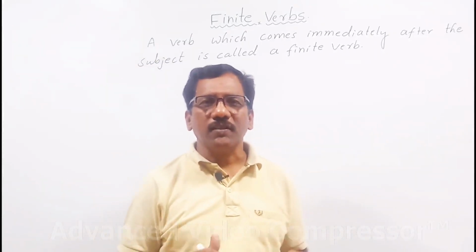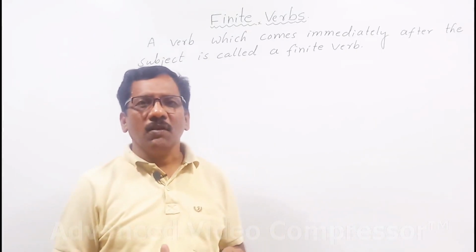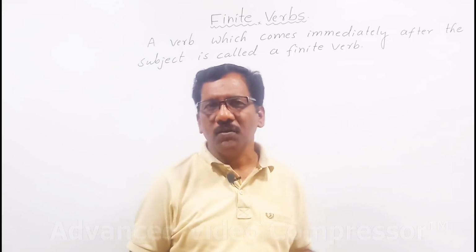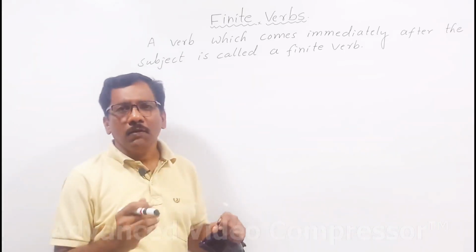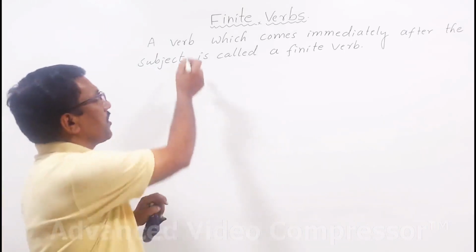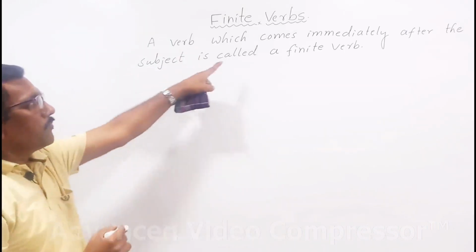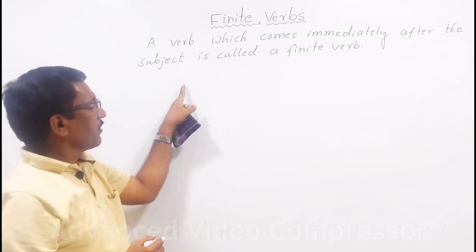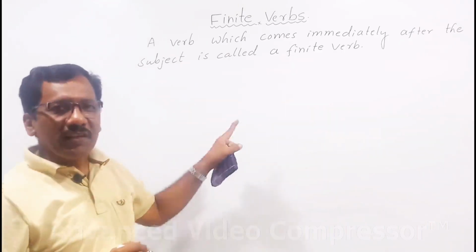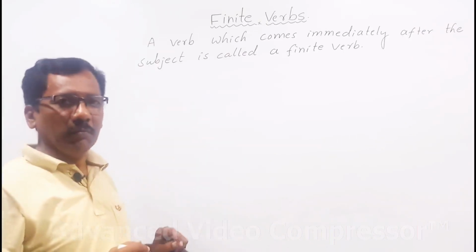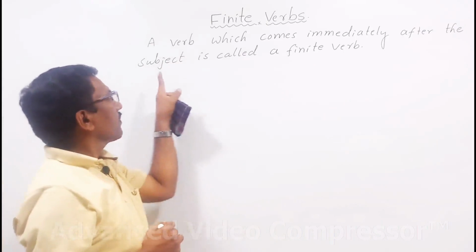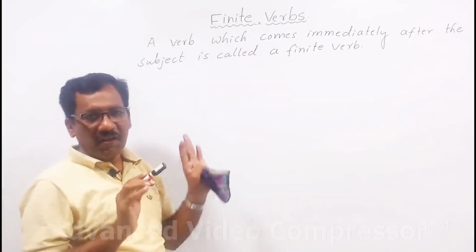Today I am going to discuss the finite verbs which we use while speaking and writing. Dear students, first of all let's know what a finite verb is. See here, a verb which comes immediately after the subject is called a finite verb. Once again, please read the definition of finite verb. A verb which comes immediately after the subject is called a finite verb.